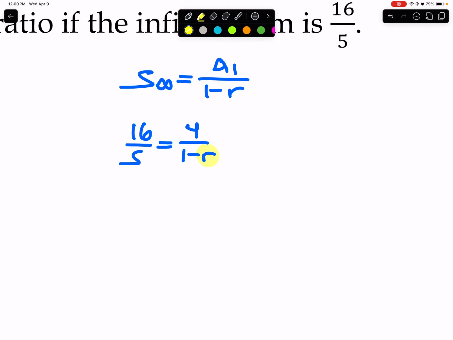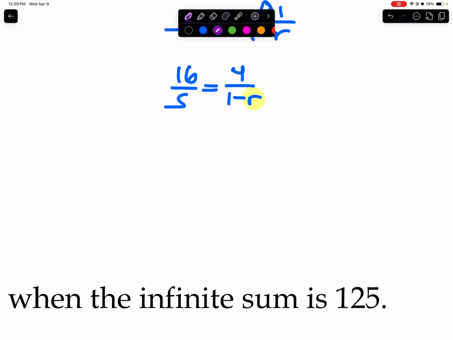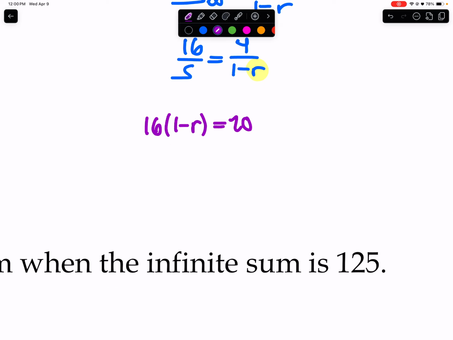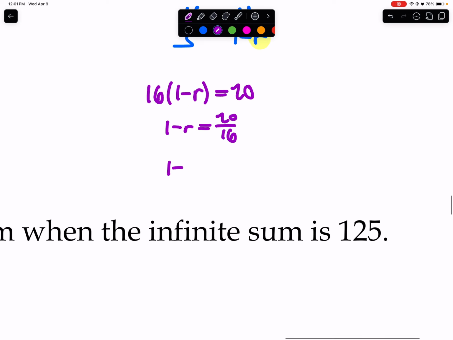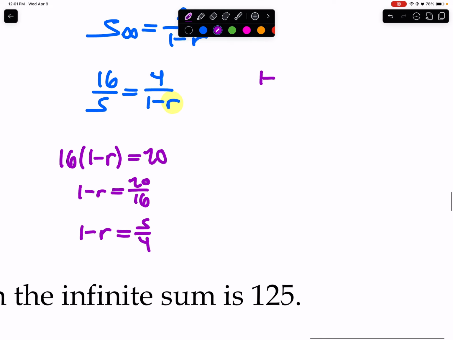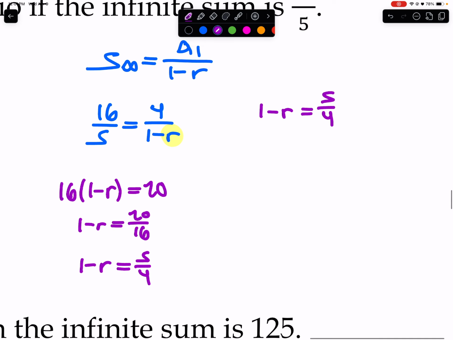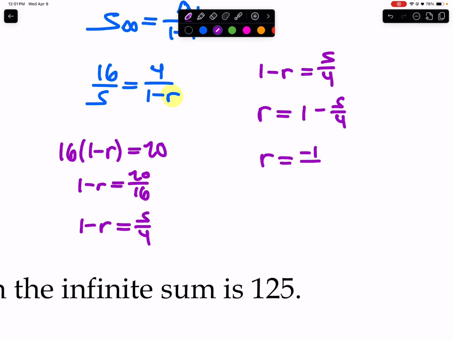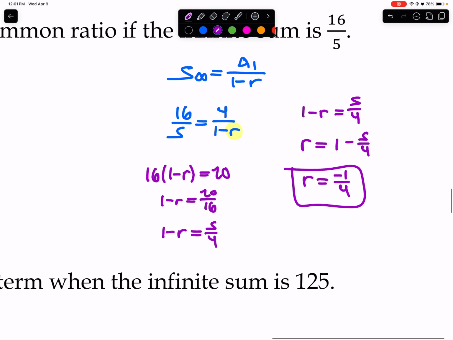So really from here, it's just going to be algebra. You can cross multiply, so 16 times 1 minus r is equal to 5 times 4, which is going to be 20. I'm going to go ahead and divide both sides by 16, so 1 minus r is equal to 20 divided by 16. So 1 minus r is going to be equal to 5/4. So my r value is actually going to be equal to 1 minus 5/4, which is going to be negative 1/4. So that's how you would approach that one.